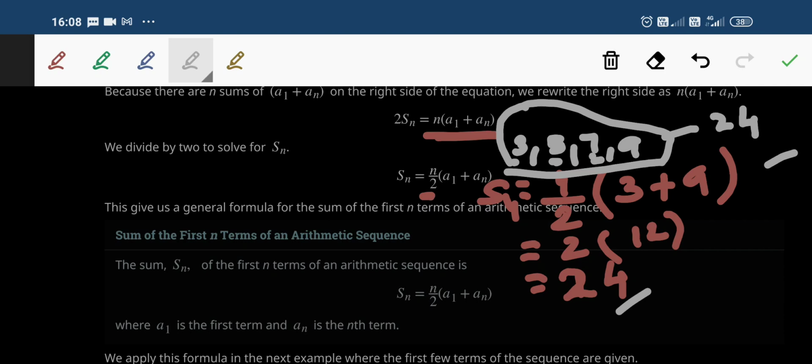So what is the formula to find the sum of first n terms in an arithmetic progression? It is Sn equal to n by 2 into a1 plus an. What is n? The number of terms in that particular arithmetic progression. Now let me show you one more example.